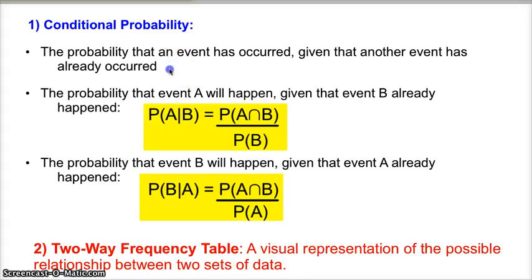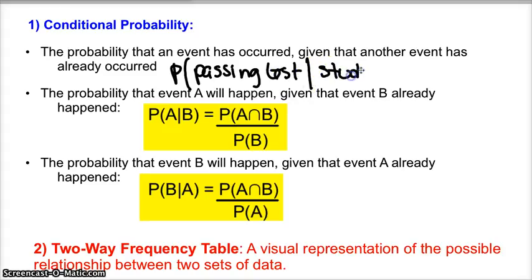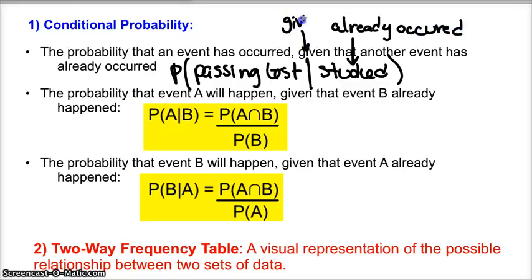So the example I used in class was, for instance, find the probability of a student passing a test given that the student has studied. The idea of conditional probability is that this has already occurred. This slash mark right here is read as given. So the probability that a student will pass a test given that they studied.